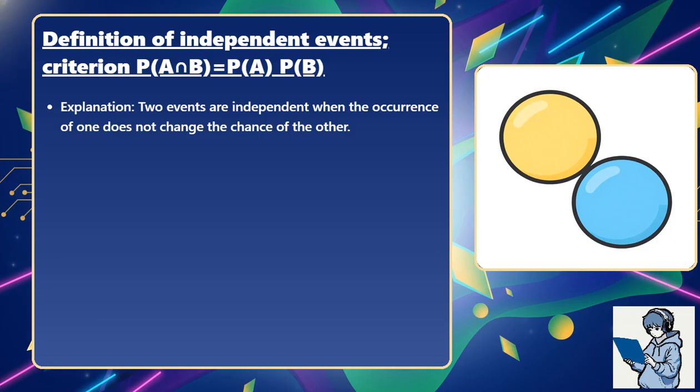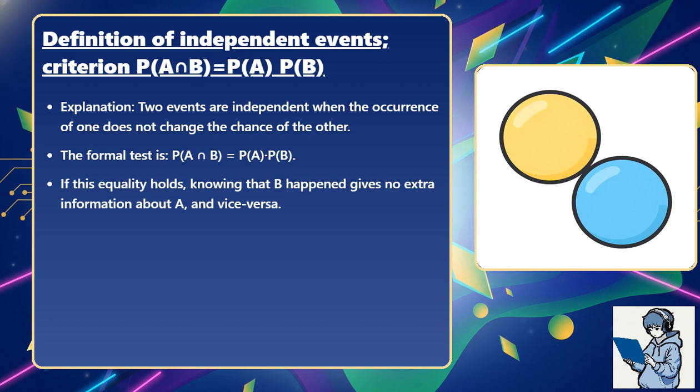Two events are independent when the occurrence of one does not change the chance of the other. The formal test is P(A intersect B) equals P(A) times P(B). If this equality holds, knowing that B happened gives no extra information about A and vice versa.